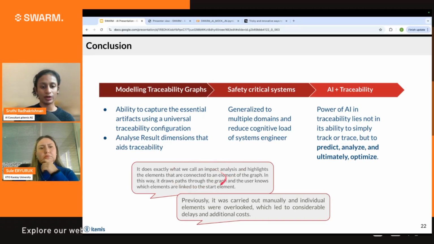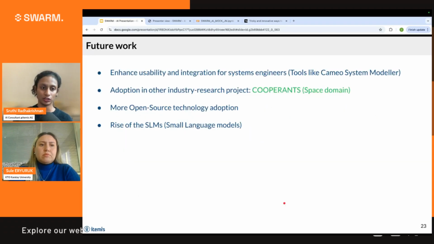So these are a few comments and feedback from the stakeholders who started using the system during the research projects, where they highlight this does exactly what we call impact analysis. They were very much interested in seeing how these paths are very easy to retrieve rather than going through documents and talking to different people. Previously this was done manually, which led to considerable delays and additional costs, and now with systems and technologies like this, they can adopt a more automated way of approaching the problem.